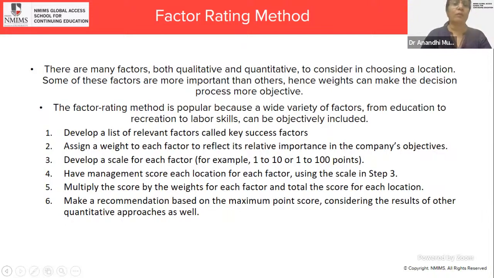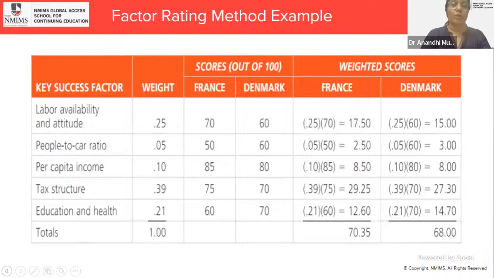It is simple, like our report card. We have multiple subjects, and for each subject we secure a score, and you put all the scores together and divide by the number of subjects to get a weighted average score. That exactly is this factor rating method.